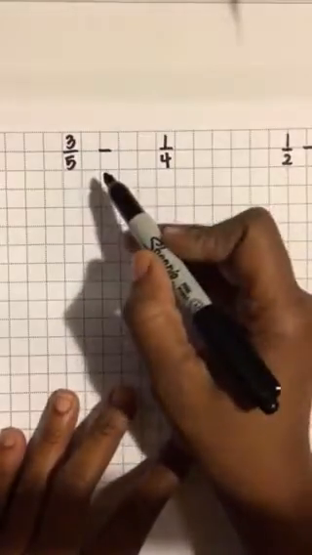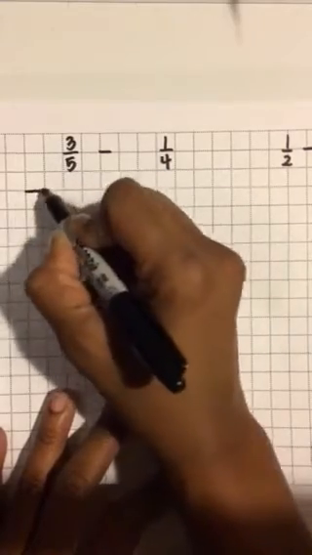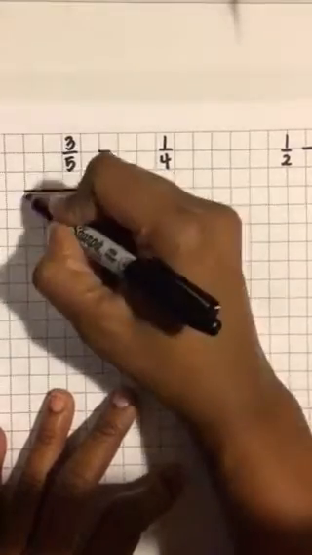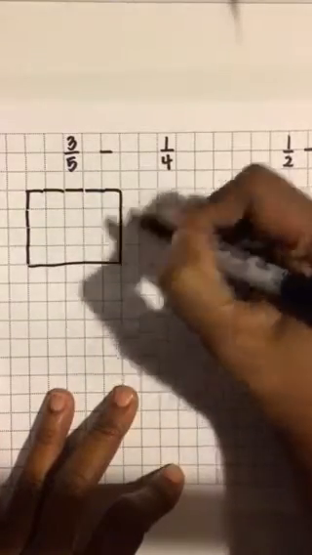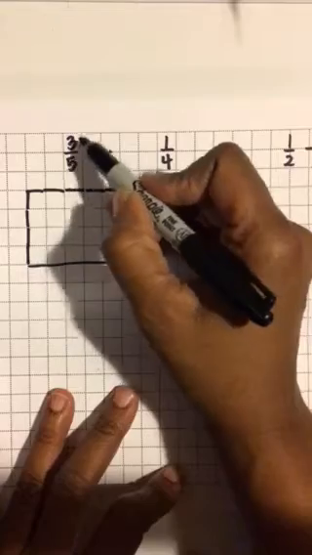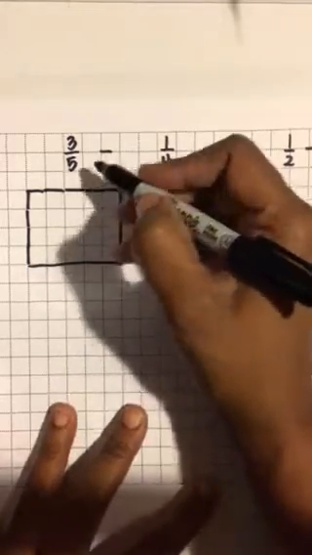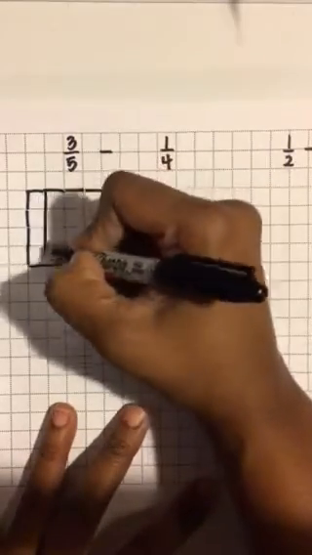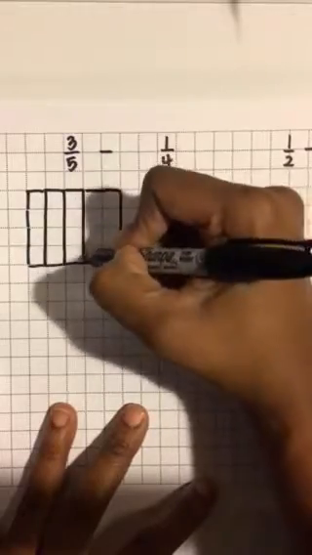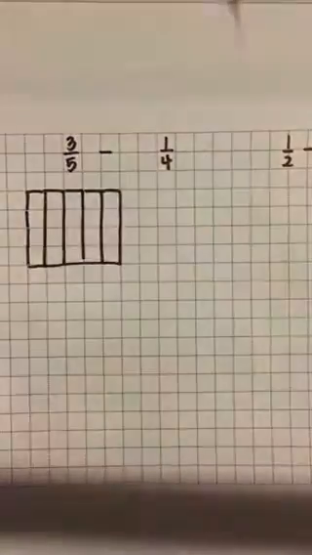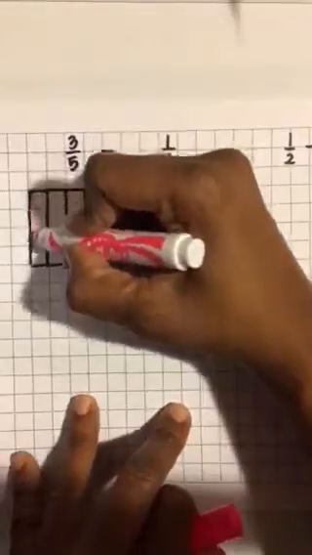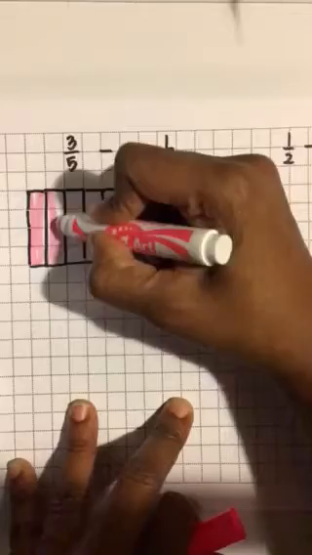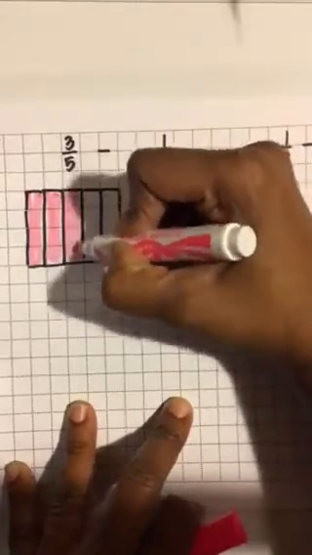Alright, we're going to use a rectangular grid. So I'm going to make a 5x4 grid. 1, 2, 3, 4, 5. 1, 2, 3, 4. And I am modeling 3/5, so I need to partition this shape into 5 equal pieces so I can see them going up and down. Here's 1/5, 2/5, 3/5, 4/5, 5/5. I need to shade 3 of those fifths. 1/5, 2/5, 3/5.